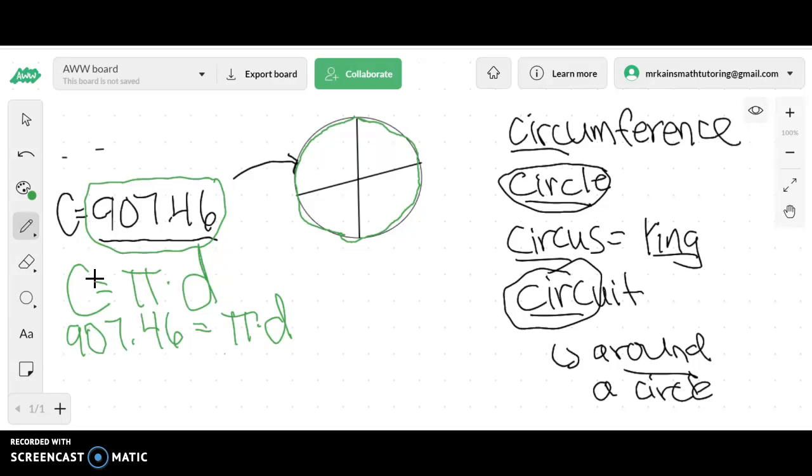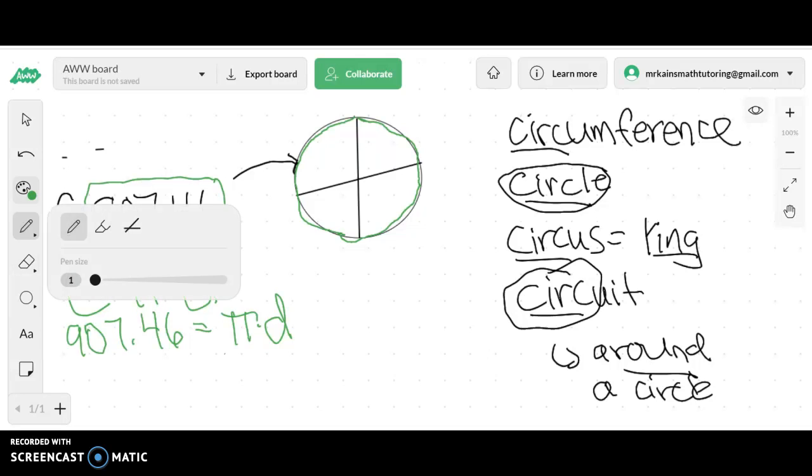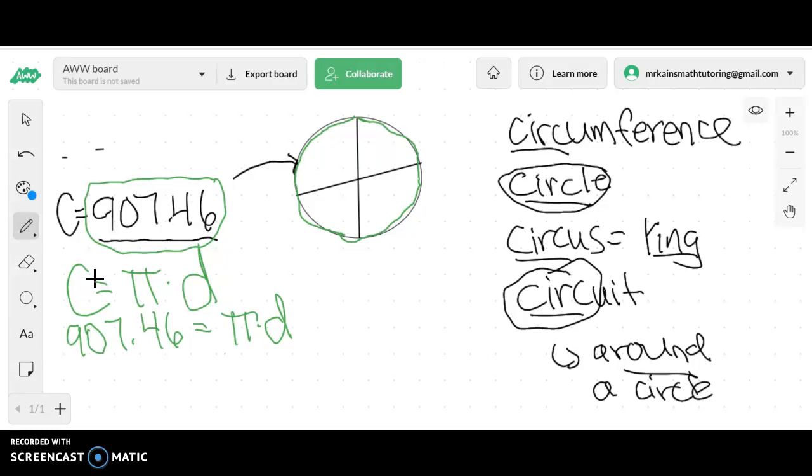907.46 equals pi times diameter. Doesn't seem very helpful, but here's what we do know. We can use a calculator and we can divide out pi on both sides. So if I take this side and I divide it by pi, well, pi divided by pi is just 1. So this cancels down to just d, right? So I divided that side by pi.